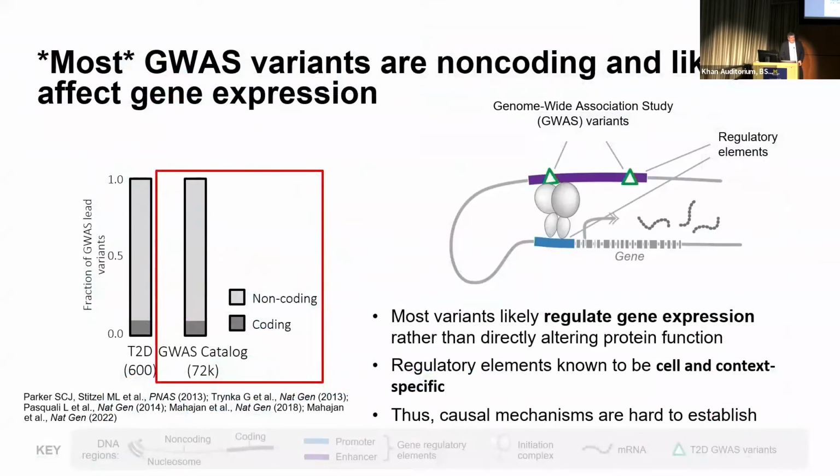So whenever I talk about T2D, or I talk about BMI or waist-to-hip ratio or any kind of complex trait, just recall that these are models for almost every complex trait in which nearly all SNPs are non-coding and not affecting genes directly.